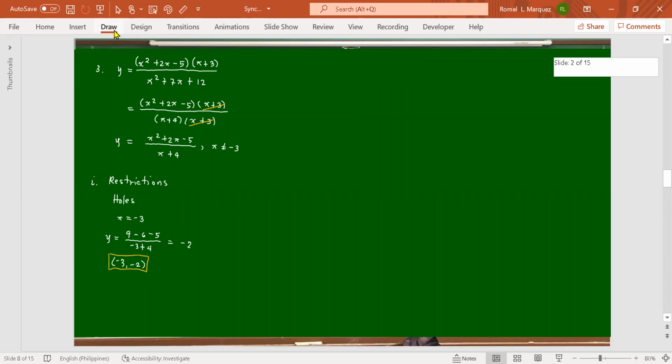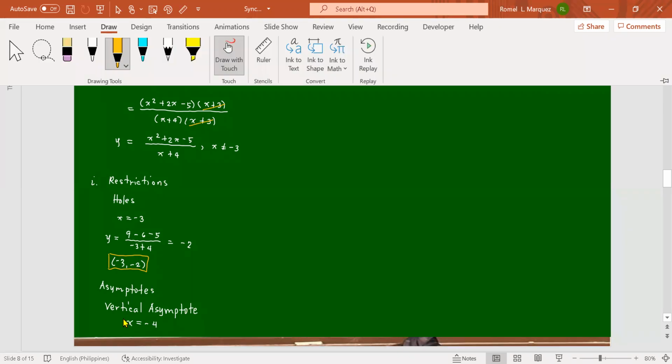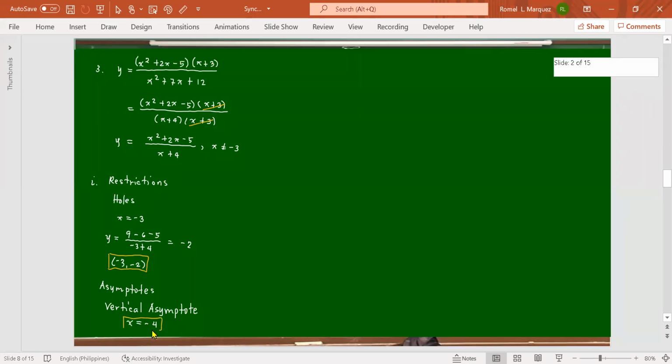Okay. Next, what about asymptotes? For asymptotes, start tayo sa vertical asymptotes. Ano yung denominator niya? Guys, saan nagsisiro ang denominator? Yung simplified. Guys, isa lang siya, no? Sa negative 4. Am I correct, guys? Yes po. Ito lang yung vertical asymptote, isa lang.